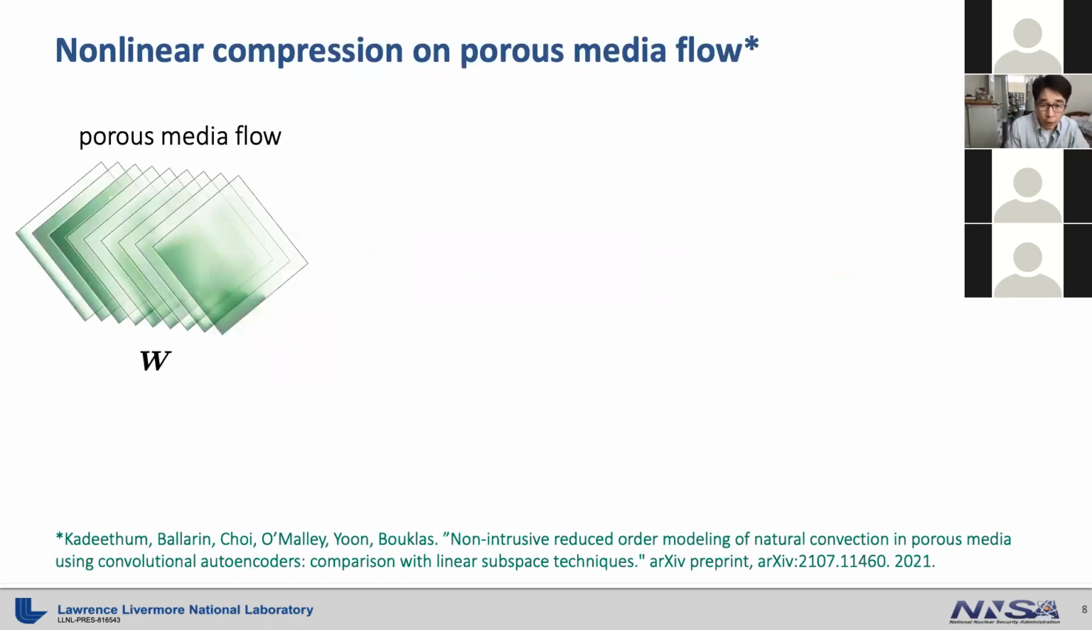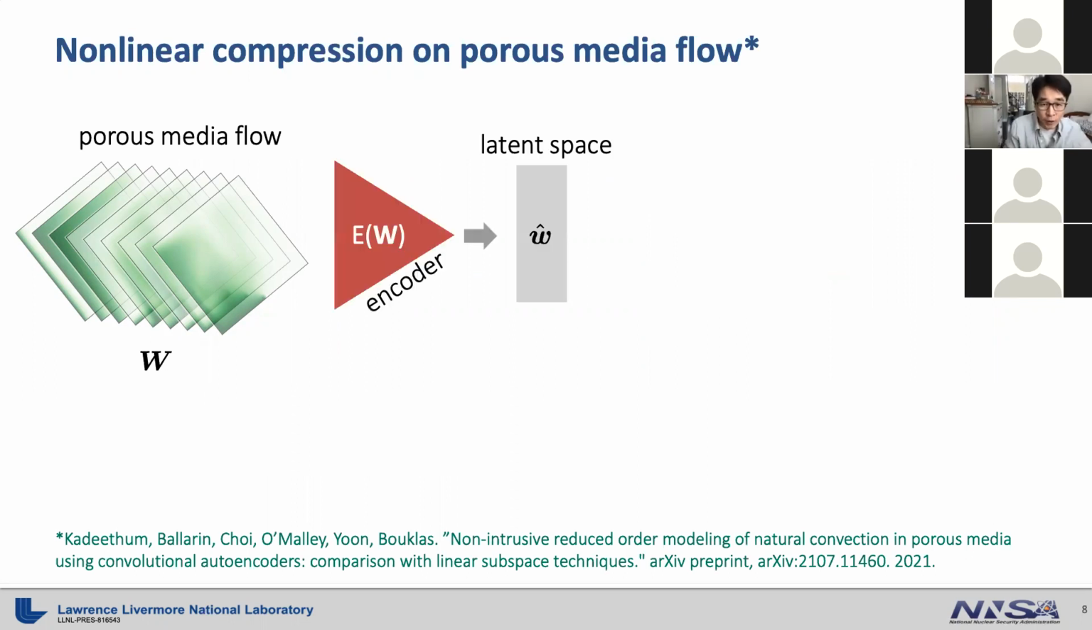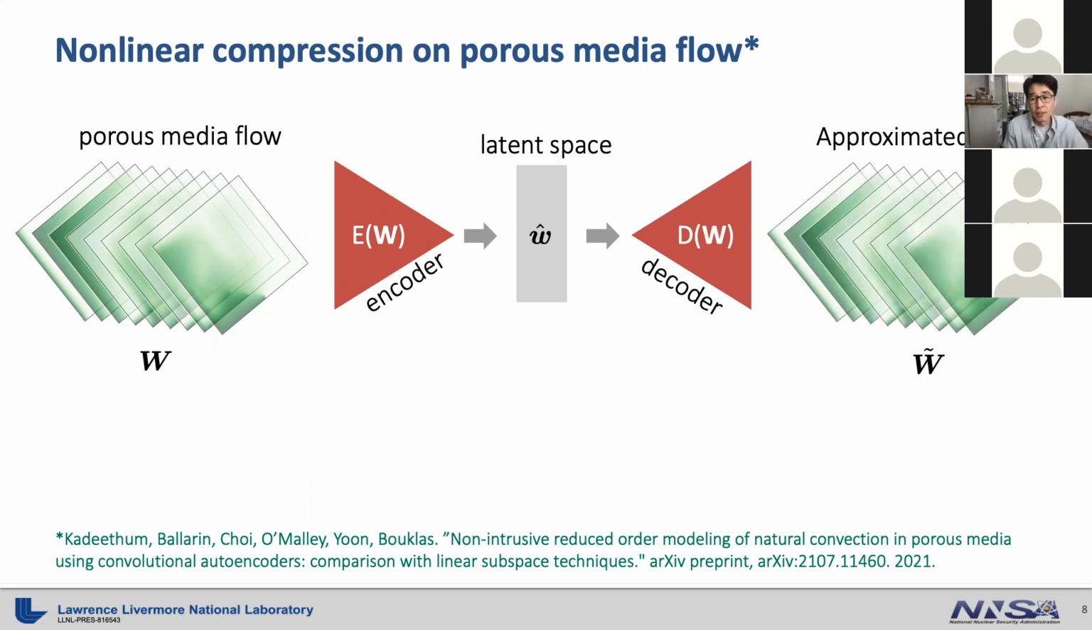Okay, another way of generating the reduced space or latent space is to use an autoencoder. Let's say we have porous media flow data. The encoder compresses the original data to a latent space, right? And then the decoder decompresses the latent space data back to the full state. Because it went through compression and decompression, the decompressed data is only approximated. So the autoencoder can be trained by minimizing the difference between this approximated data and the original data W.